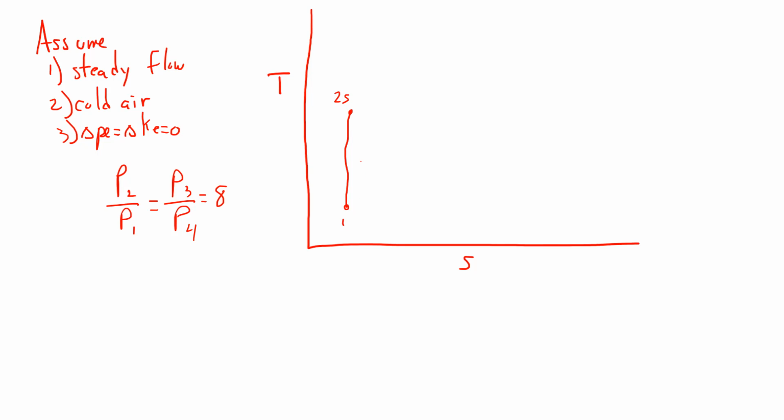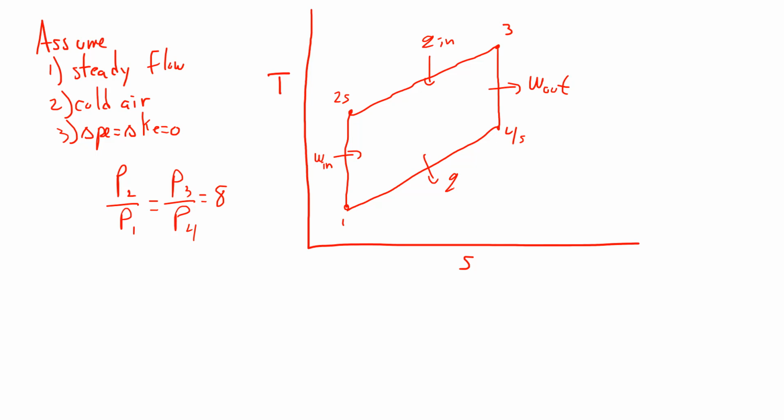If I draw out the process for the idealized version, process 1 to 2 is isentropic compression. State 2 to state 3 is constant pressure heat addition. State 3 to state 4 is isentropic expansion, and that'll be state 4 isentropic. State 4 to state 1 is constant pressure heat rejection.